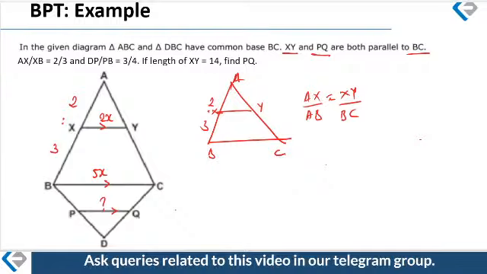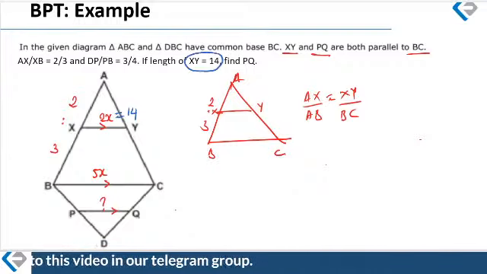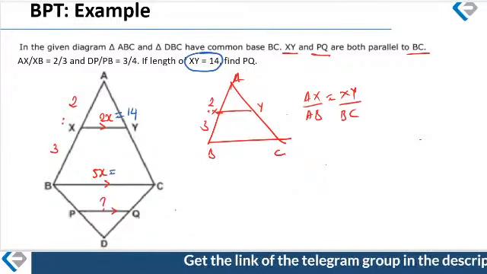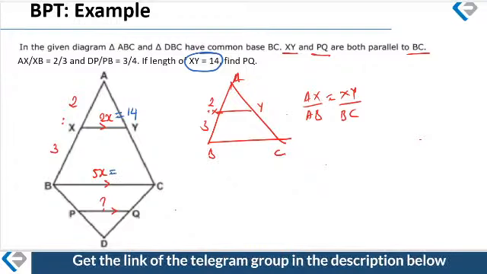But what is given to me? It's also given to me that 2x is equal to 14, because the length of XY is 14. 2x is equal to 14. Therefore, what is the value of 5x here? 2x is equal to 14, x is equal to 7. Therefore, this is 35. The length of BC is equal to 35.